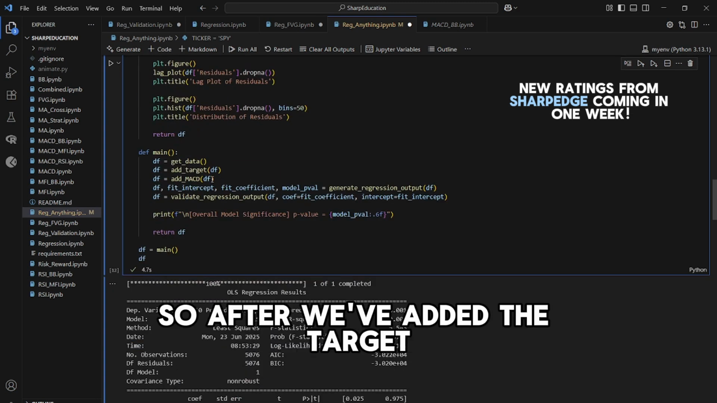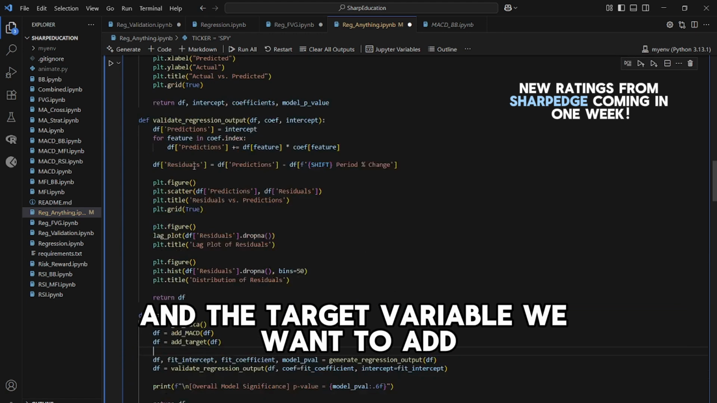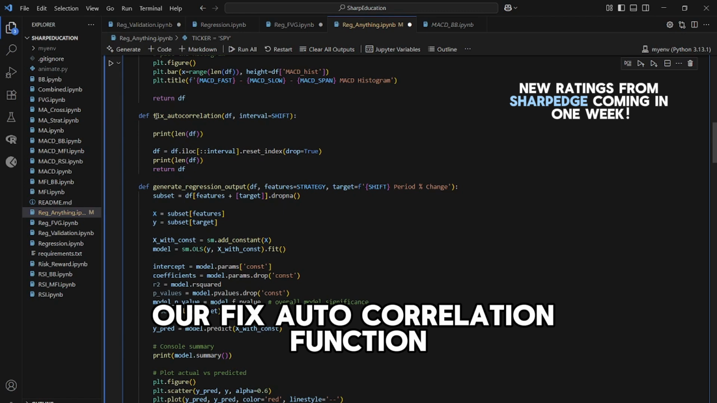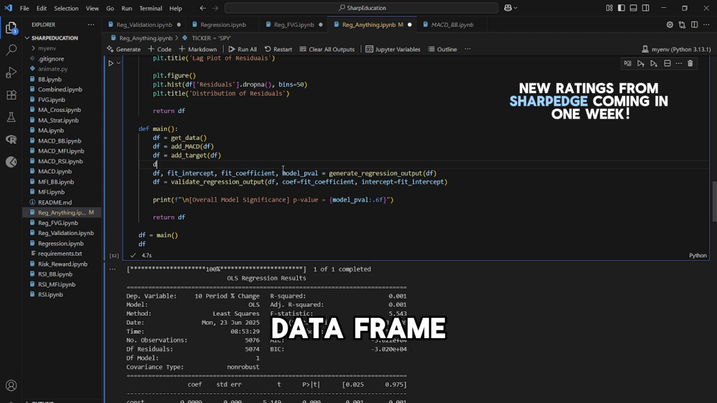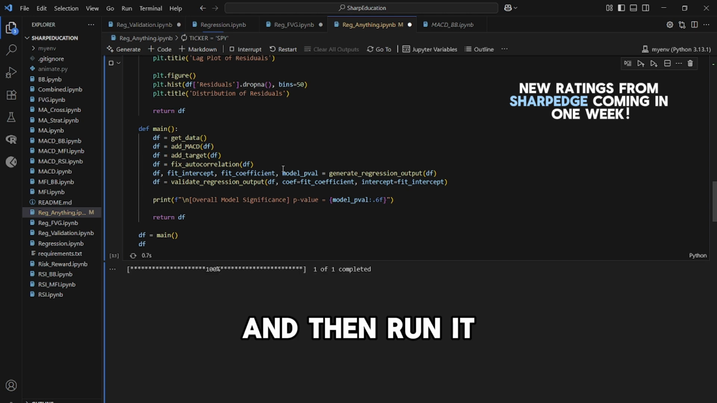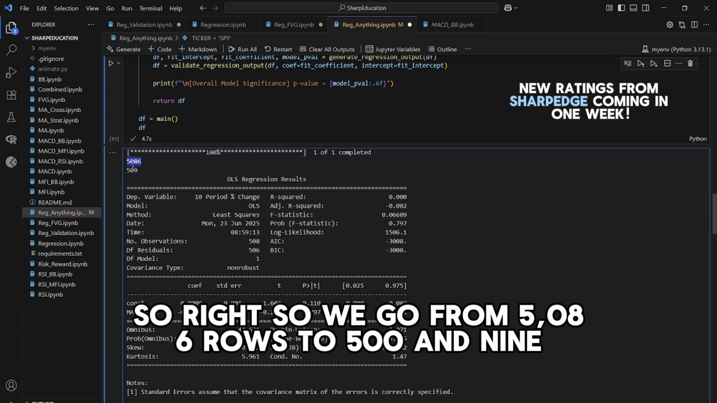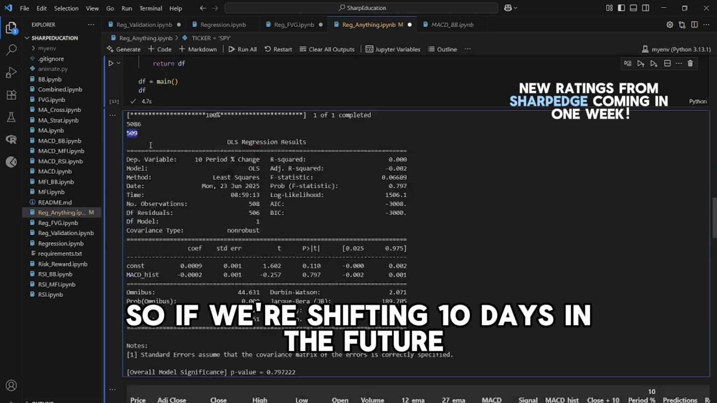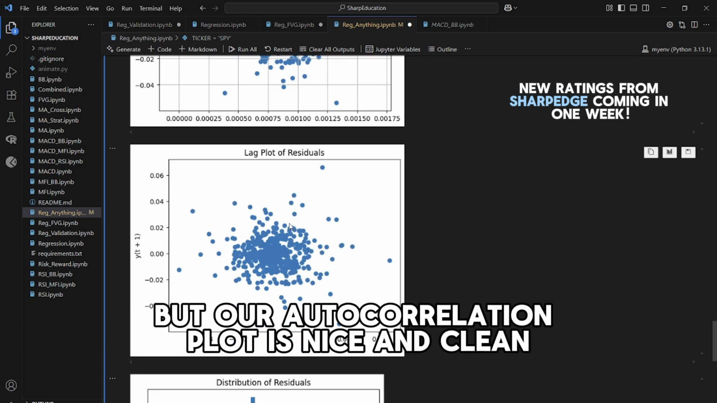So after we've added our feature variables and the target variable, we want to add our fix autocorrelation function. Data frame equals fix autocorrelation to the data frame, and then run it. So, right, we go from 5,086 rows to 509, which is a tenth. So if we're shifting 10 days in the future, we now have a tenth of the data to work with, but our autocorrelation plot is nice and clean.